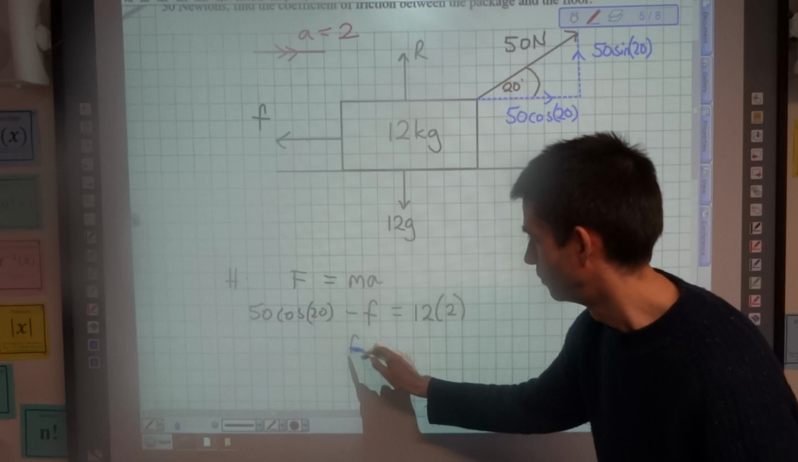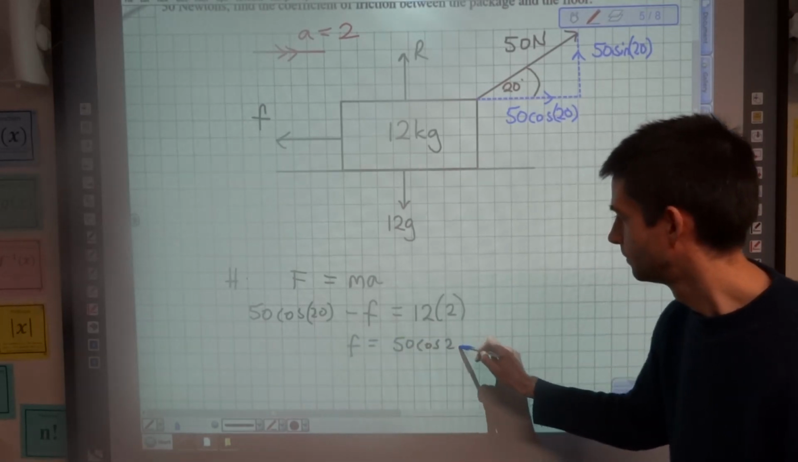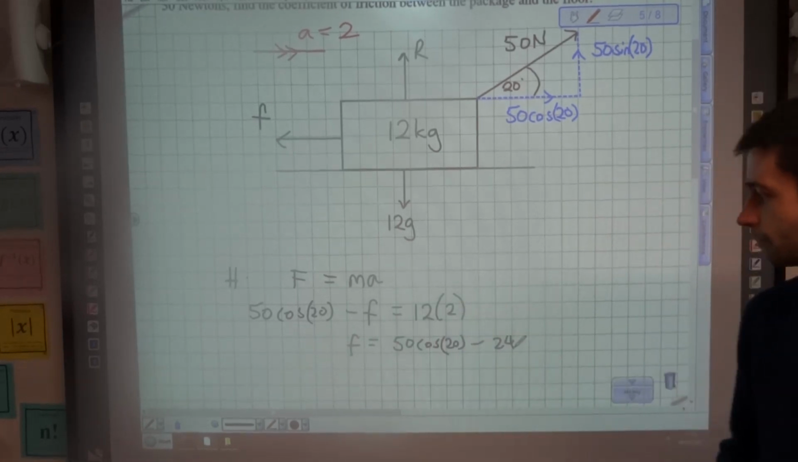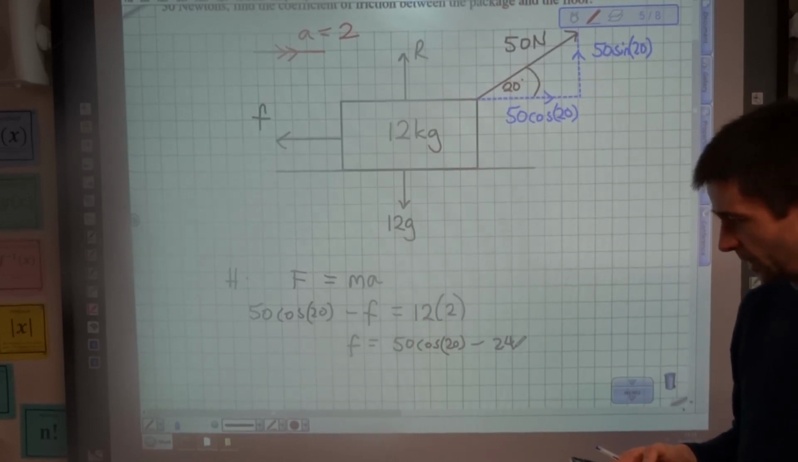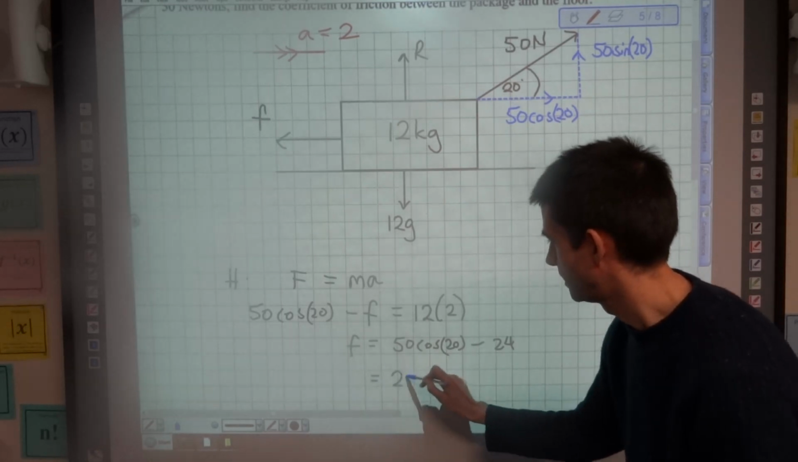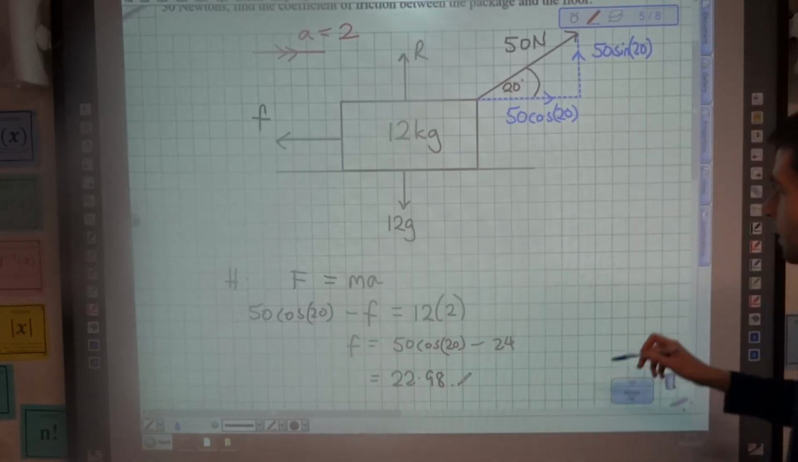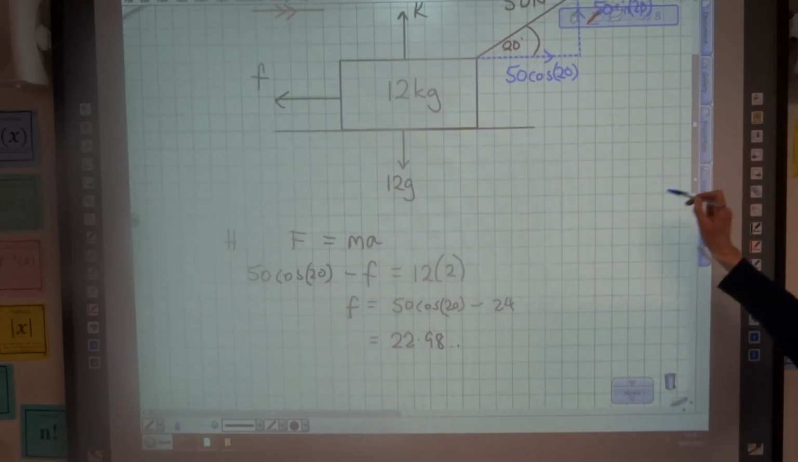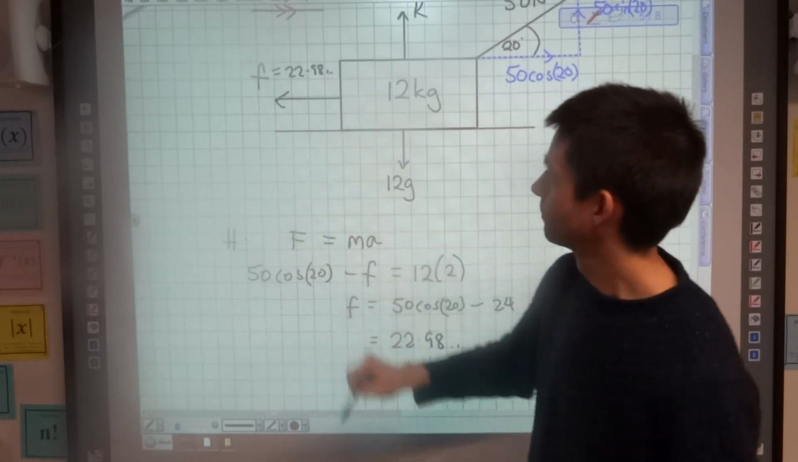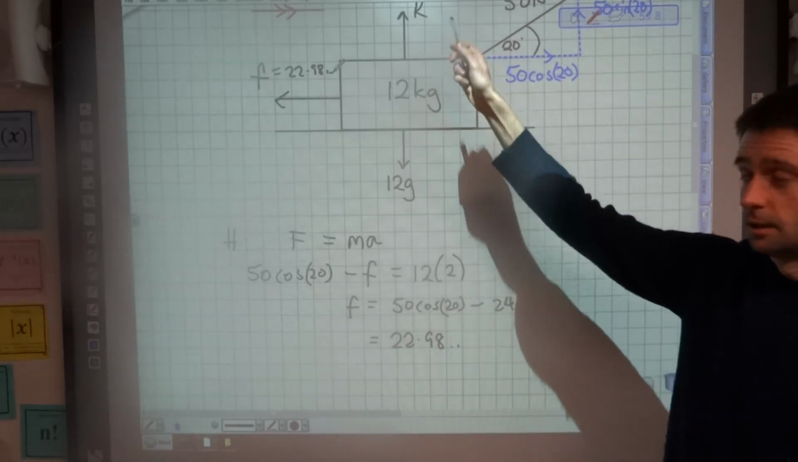So what I can do is rearrange that to say that the friction is going to be 50 cos 20 minus 24, which is 12 times 2. So I'll just pop that into the calculator, which comes out as 22.98. Okay, so that is the value of friction. So I'll just pop that on the diagram there, 22.98.